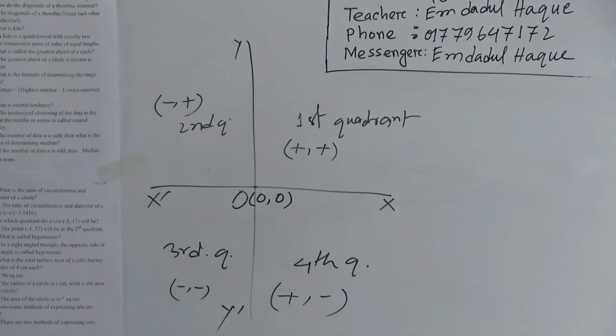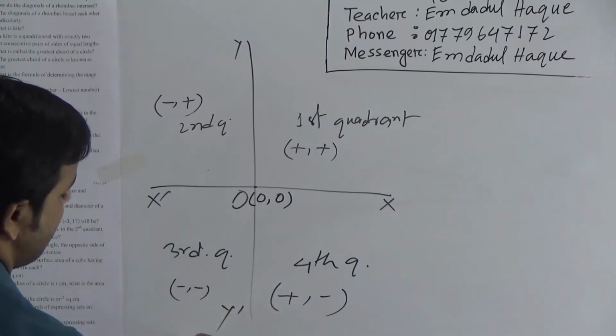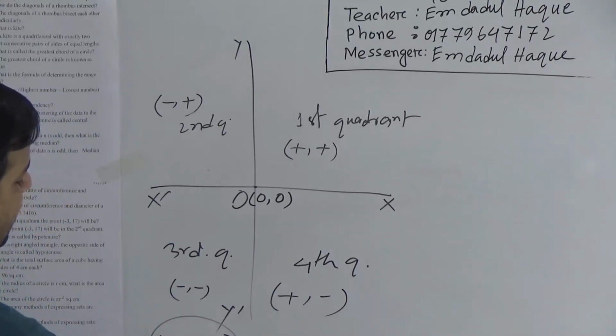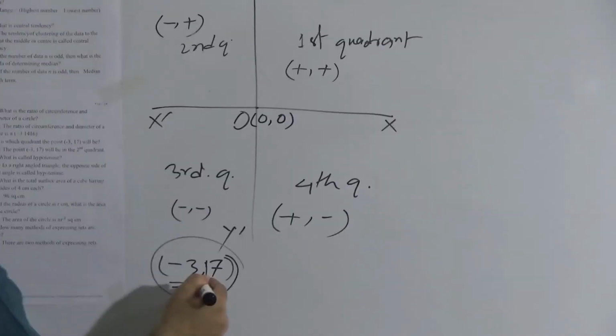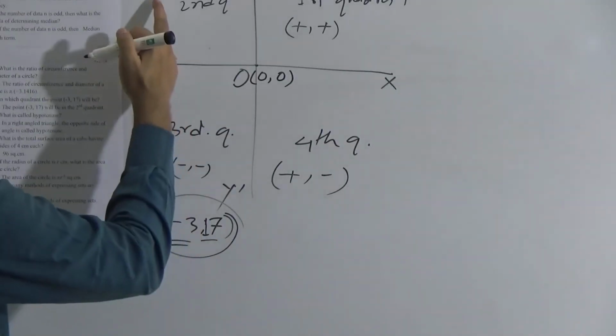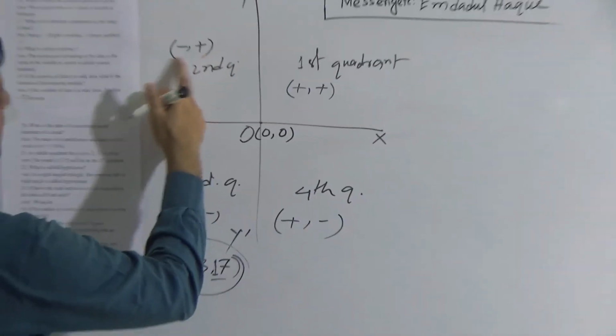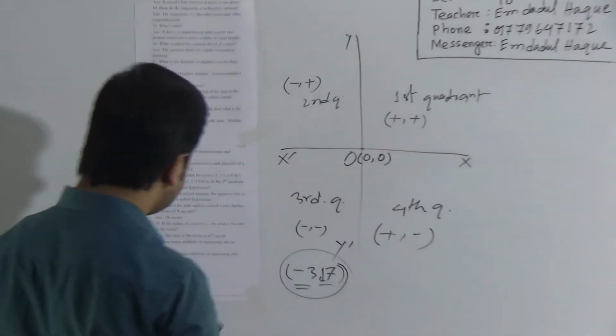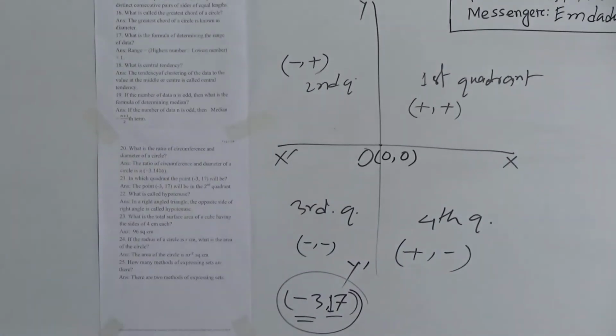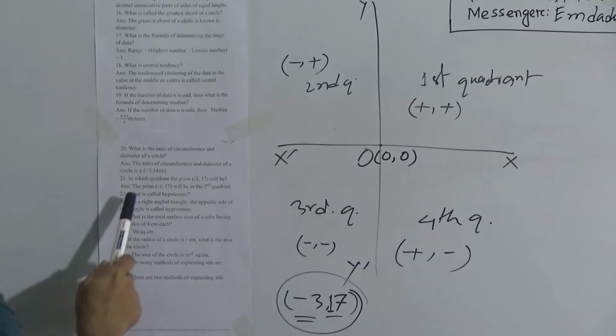Students, if we consider a point that is minus 3, 17, in which quadrant will that be? Here the first position is negative, and the second position is positive. In which quadrant? Negative, positive. This is in the second quadrant. So you can say this point will be in the second quadrant.